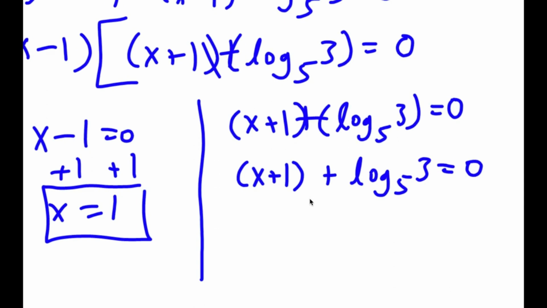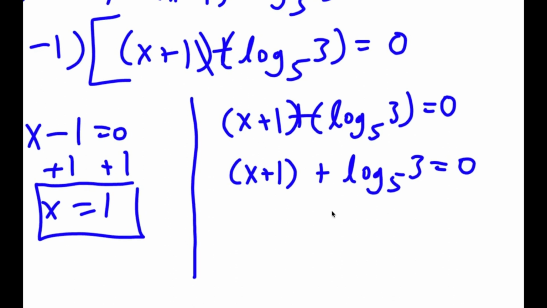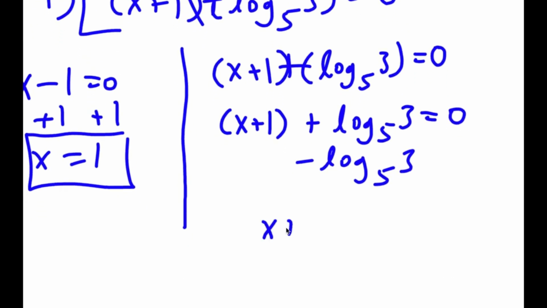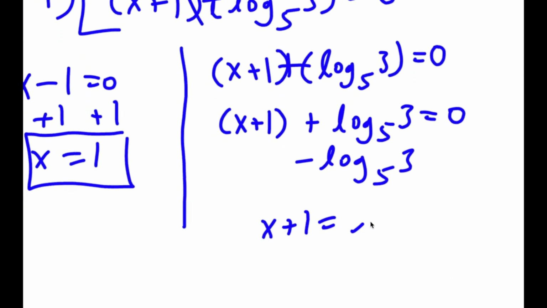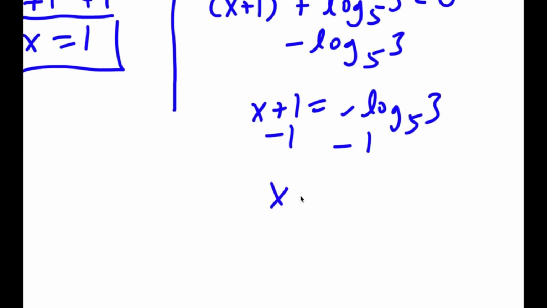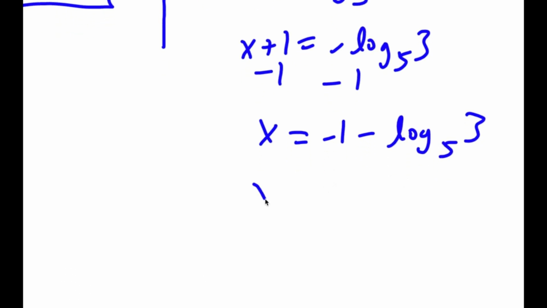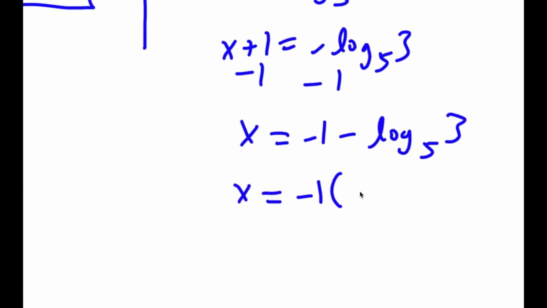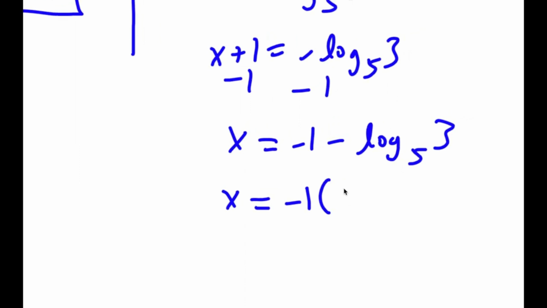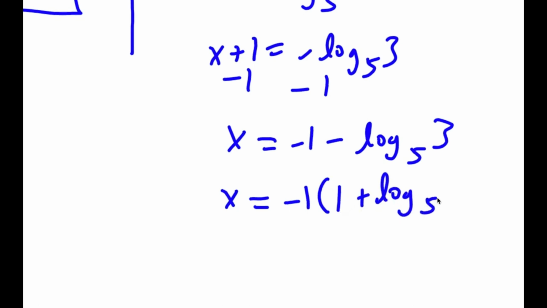So now, if I subtract both sides by log base 5 of 3, I get x plus 1 is equal to negative log base 5 of 3. And now I can also subtract 1 on both sides, so I get x is equal to negative 1 minus log base 5 of 3. Now, if I factor out negative 1, I get negative 1 times 1 plus log base 5 of 3.